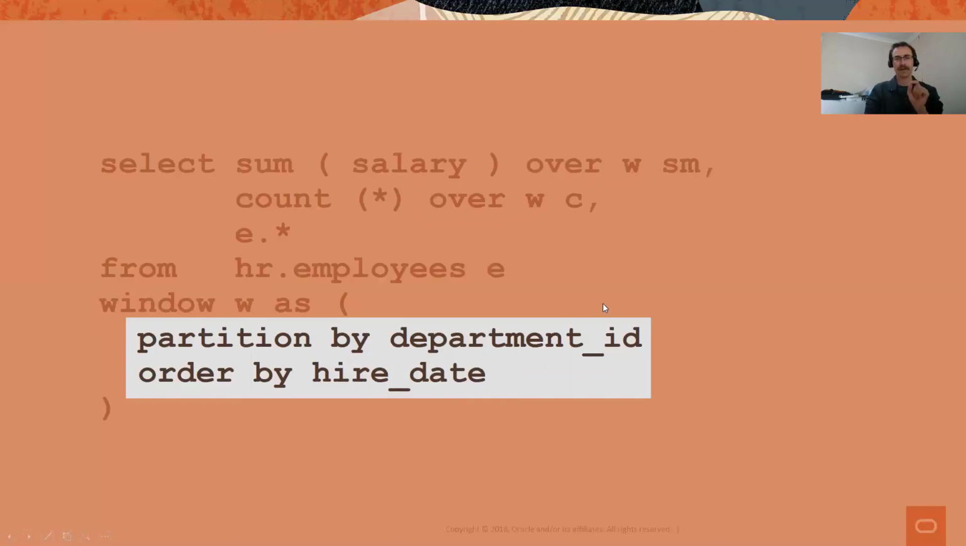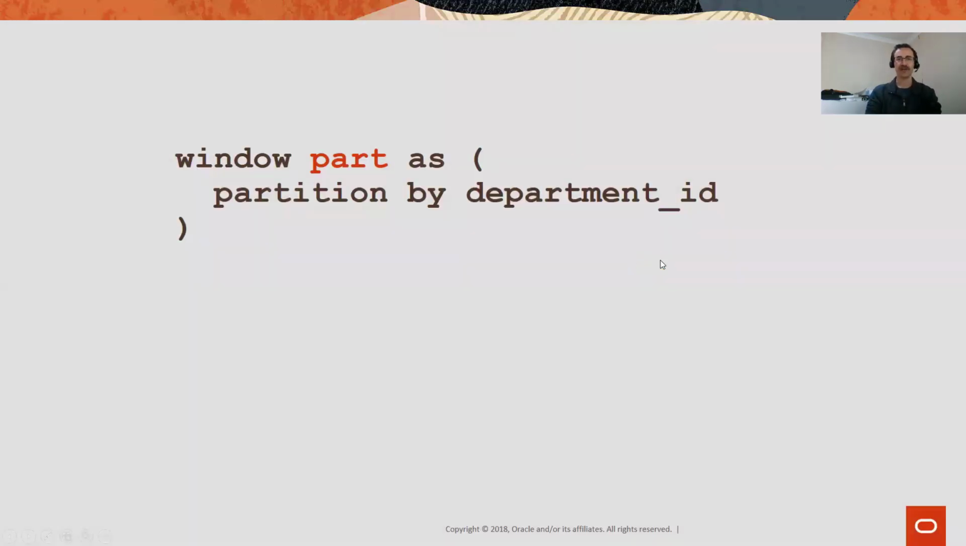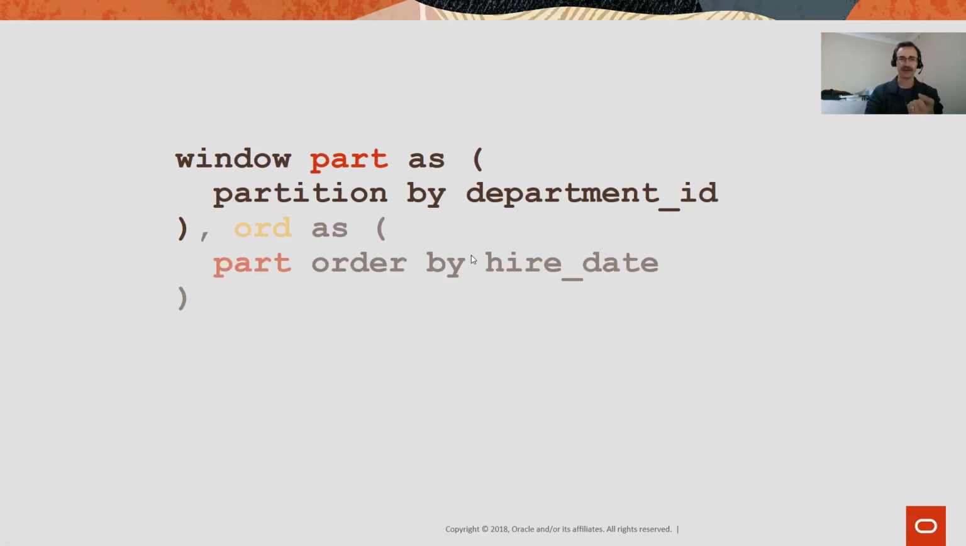Okay, so we've got one place to define this, but even cooler than that, we can chain these windows on top of each other. So we can start off by defining a window called part, which just defines a partition by. So we're just partitioning by the department. We can then refer to that window in another window. Ooh, this is really cool. So we can define a new window, ord, and it uses that window part. So this implies we've got partition by department ID before it, and then ordered by the hire date. So we've partitioned, we sorted.